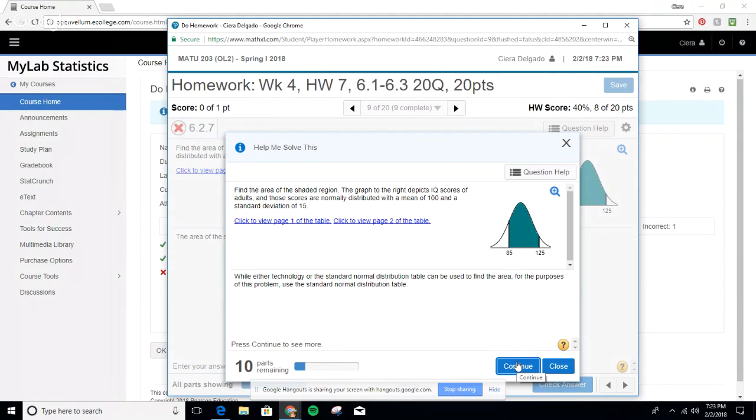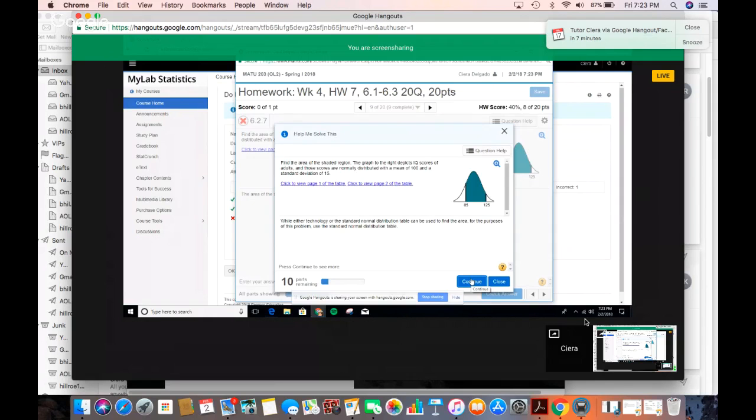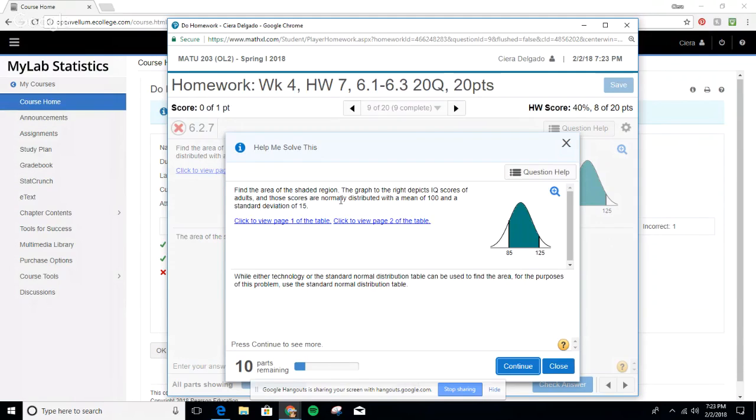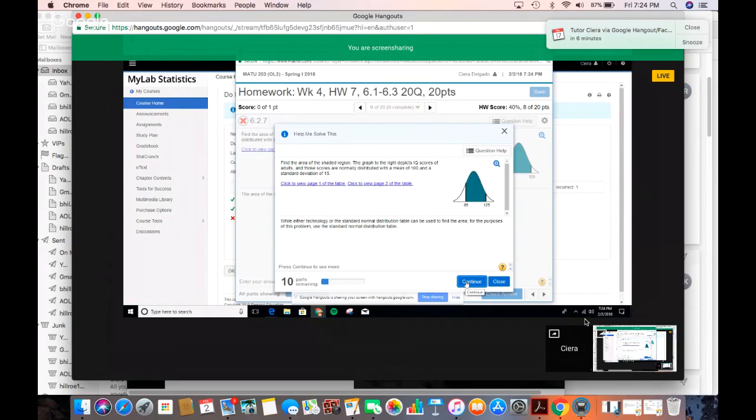So let's see. Find the area of the shaded region of the graph to the right. It's going to use the current problem, and once you go through this help me, it'll reset with different numbers. It'll be off by something else so that you have to work it. So it'll go through exactly the numbers it gave us, but it'll reset to some other numbers once you attempt it again.